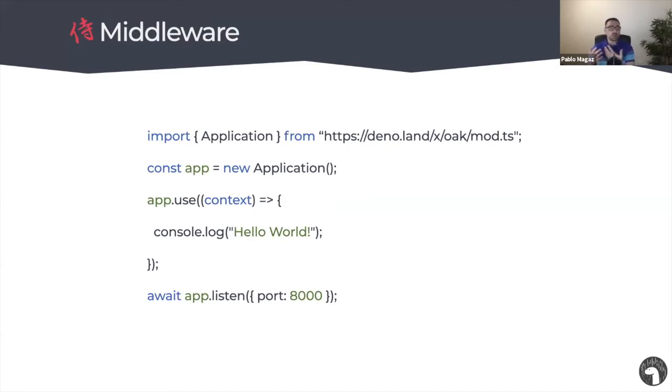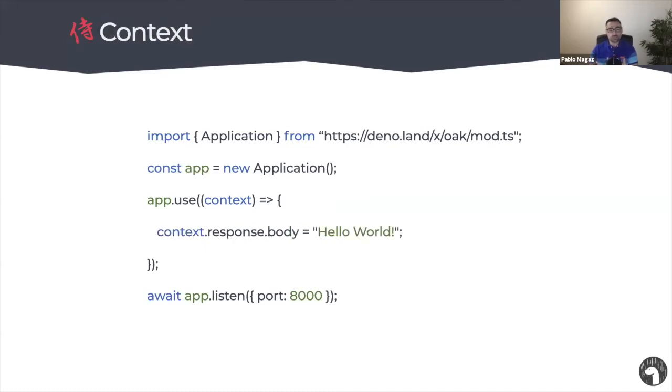But obviously, something that we want to do is to answer the request, right? And we can do it through the context. Context is a very big object that contains the request and all the parameters around the request, like, for example, the body, the headers, the URL params, but it also contains the response. And answering a request in Oak is something as simple as adding some data to the body property of the response, as we can see in the example, and Oak will automatically return that data to the request.